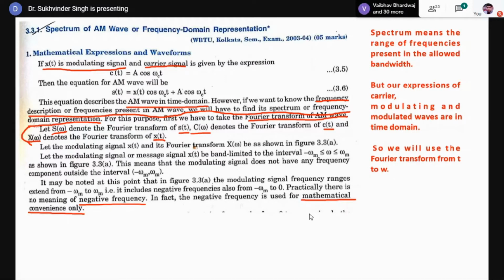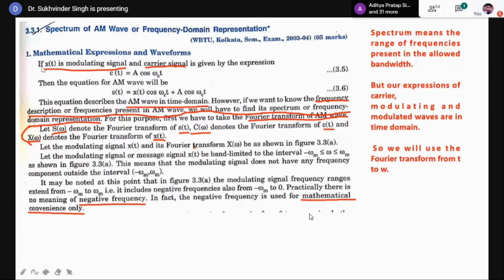Cos theta can be written in terms of the exponential function. Similarly, sin theta can also be written in terms of the exponential function. So here we will make use of these two quantities, that is, the frequency shifting theorem of Fourier transform and sine and cosine functions in terms of exponential quantities. So let us start with the spectrum of amplitude modulated wave in frequency domain representation.